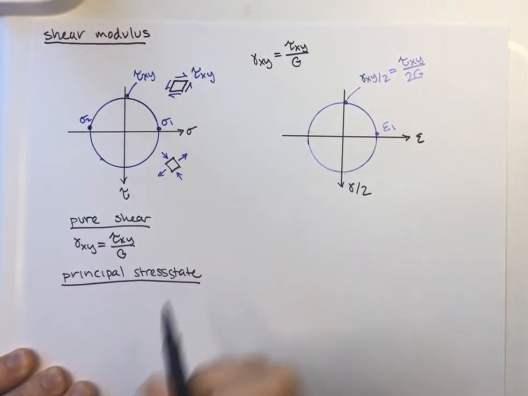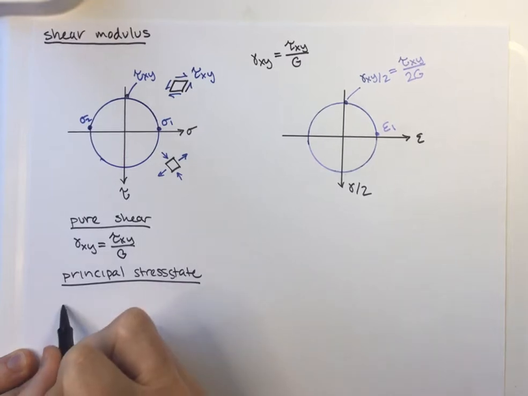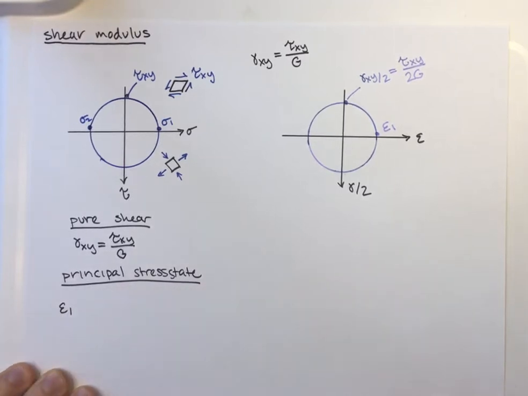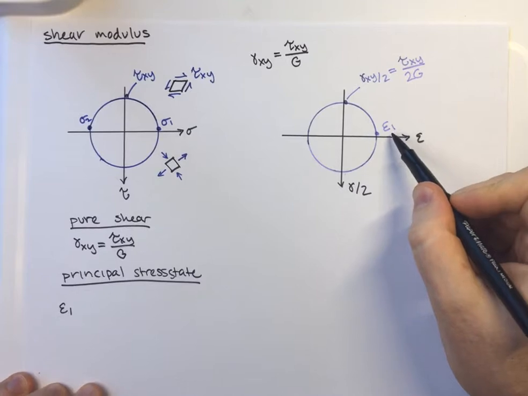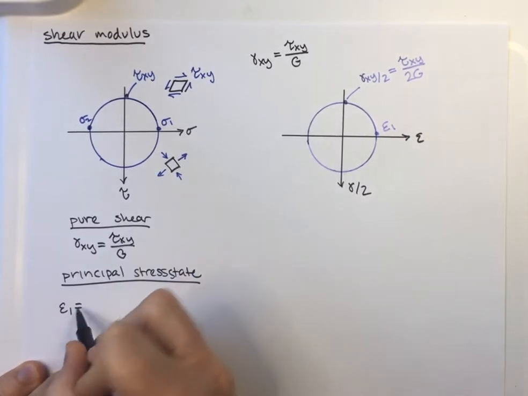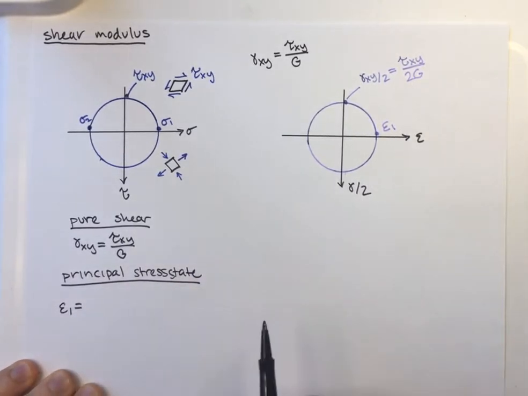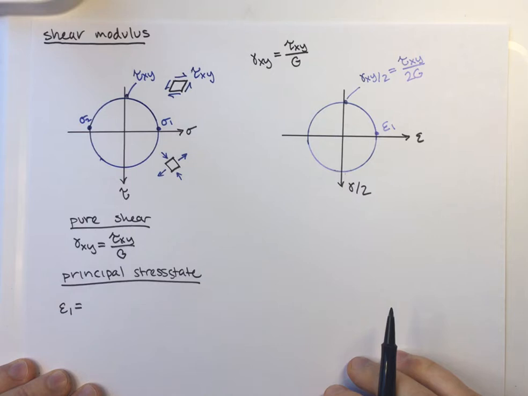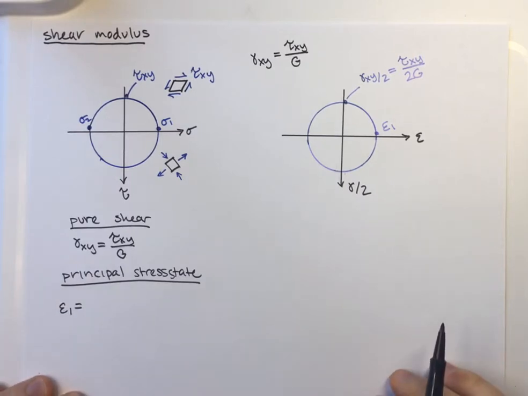Sorry about that. Okay, so what I want to figure out is what epsilon 1 is. That's my principal strain. Well, we have some equations for that, right? If we go back to the equations we derived for uniaxial stress and strain, we could do that for any orientation, including our principal orientation.